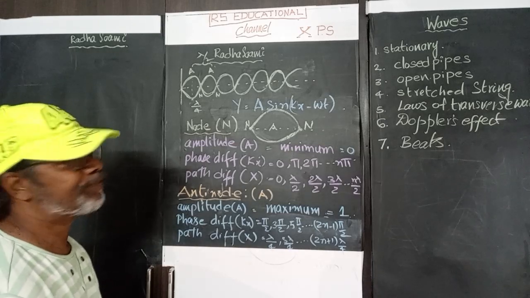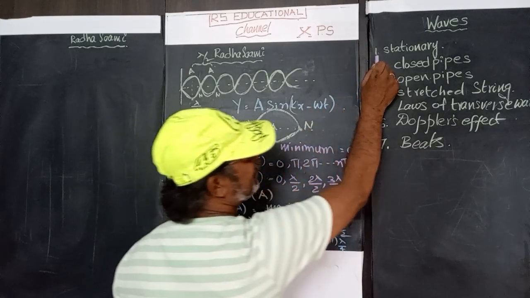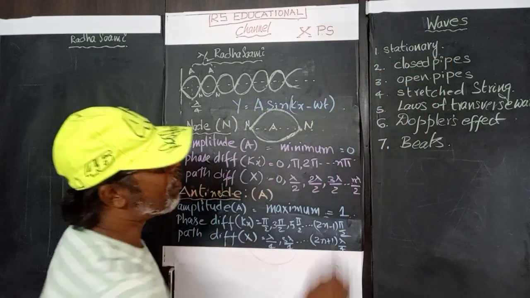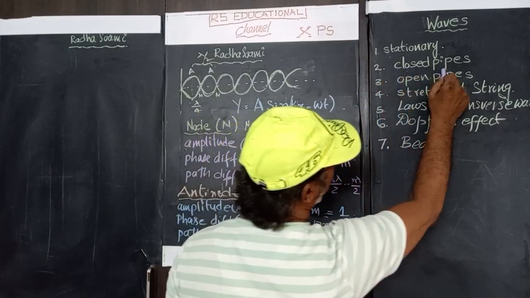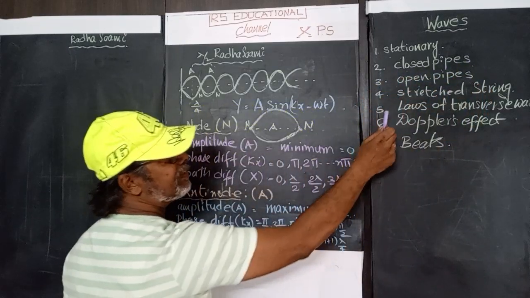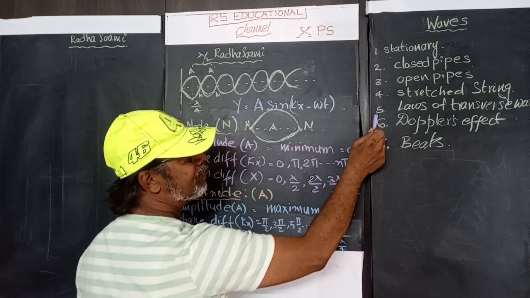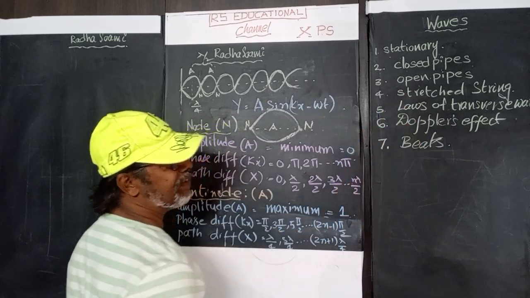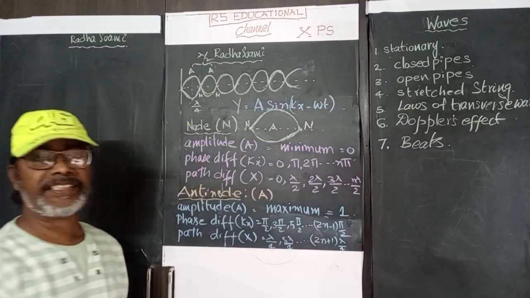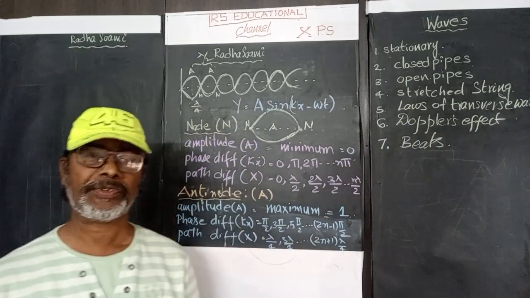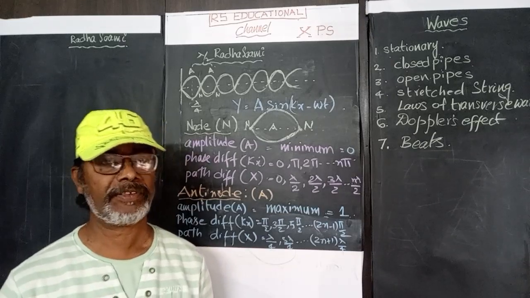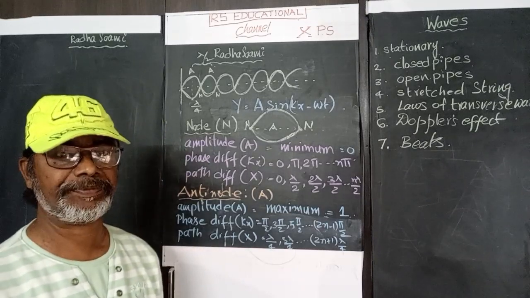So, here, first one is stationary waves. Closed pipes, open pipes, stretched string, laws of transverse waves, Doppler effect, and beats. These are the concepts we have to know clearly in this lesson.